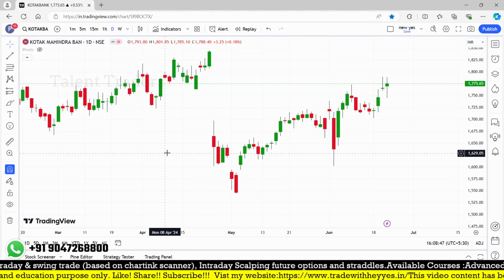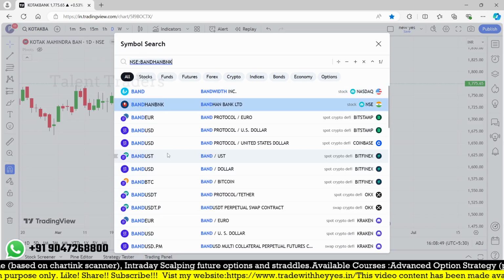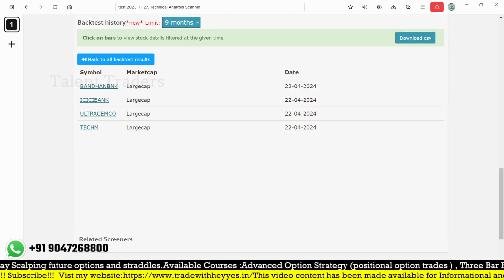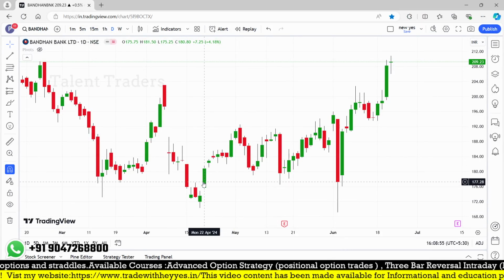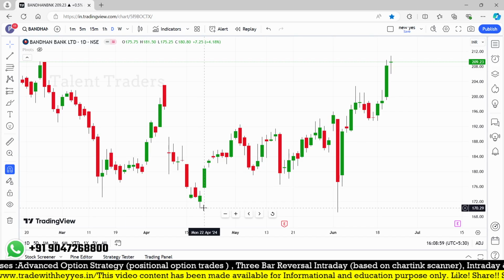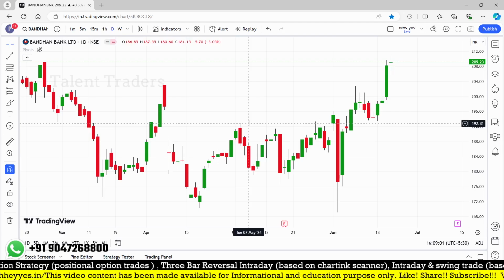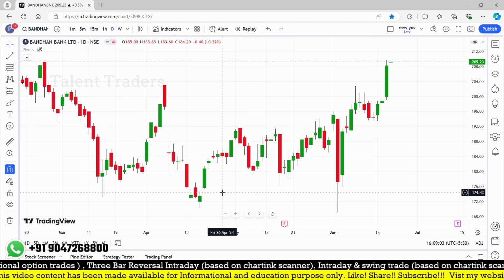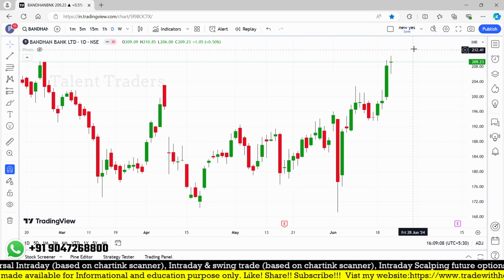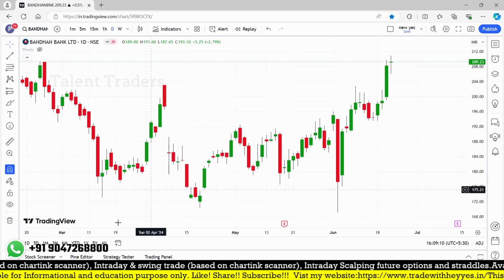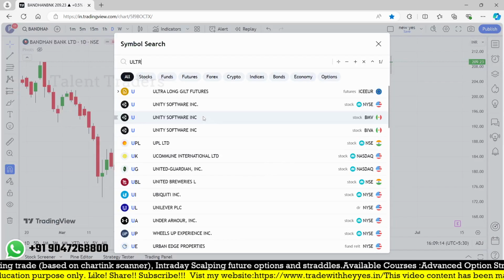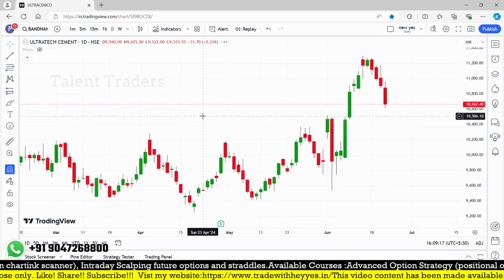So let me check this Bandhan Bank. What is the date exactly? 22nd April. So here is an entry point around 180. Maybe our stop loss is 170, and it went up to 192. Maybe our 1:1 target achieved. In this case, on the election day the stop loss was triggered, but after that it is now moving to 200. And many other stocks like ICICI, Ultratech Cement gave a good result. Many stocks from the scanner came into the swing.